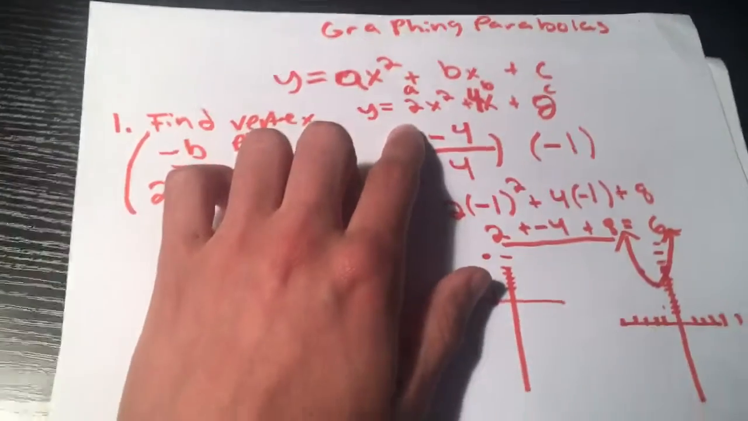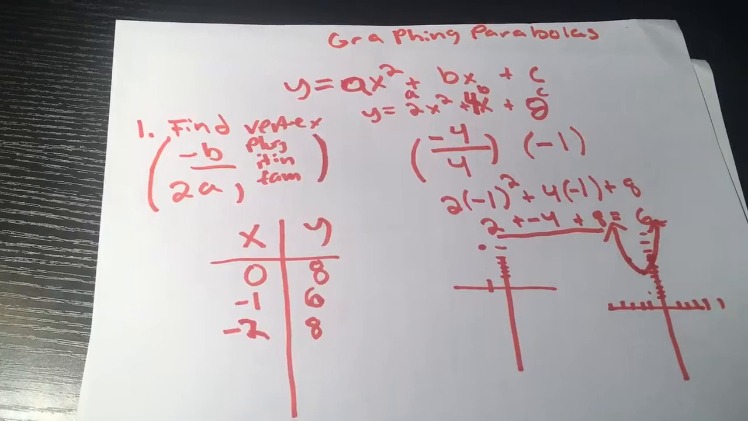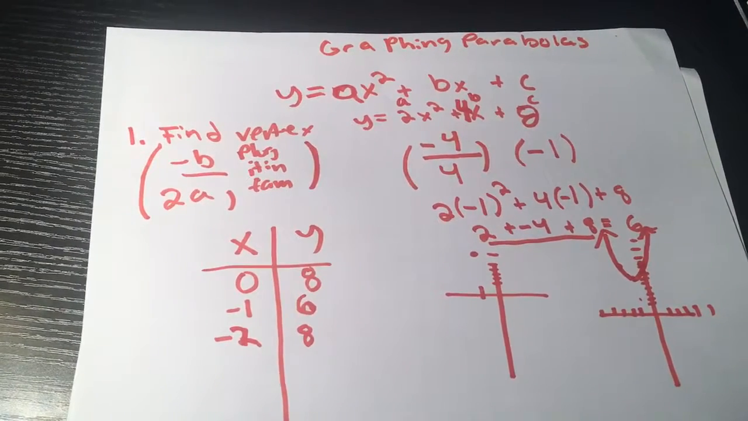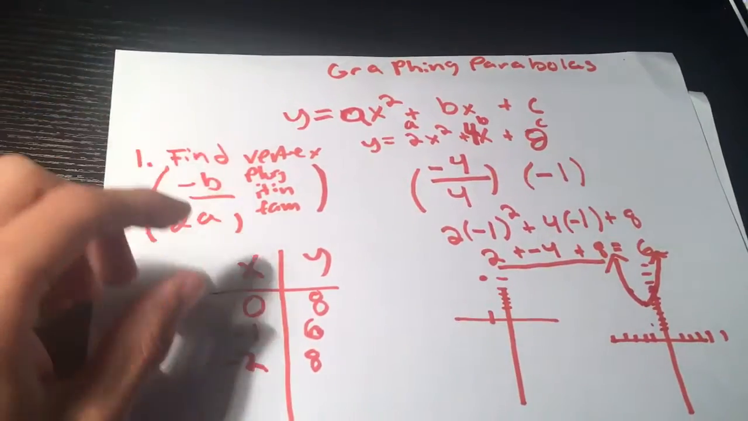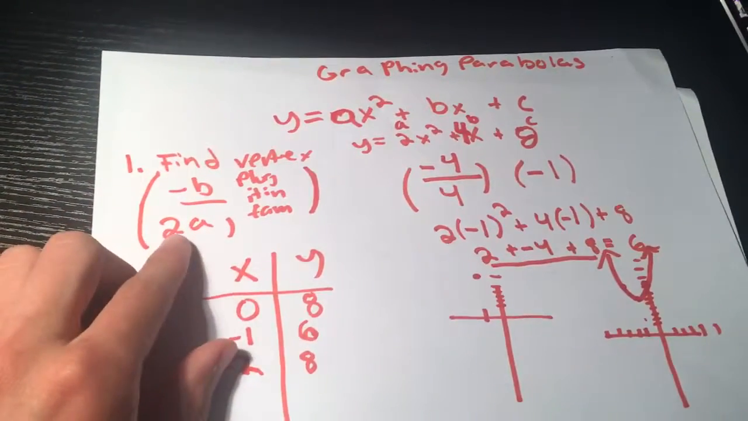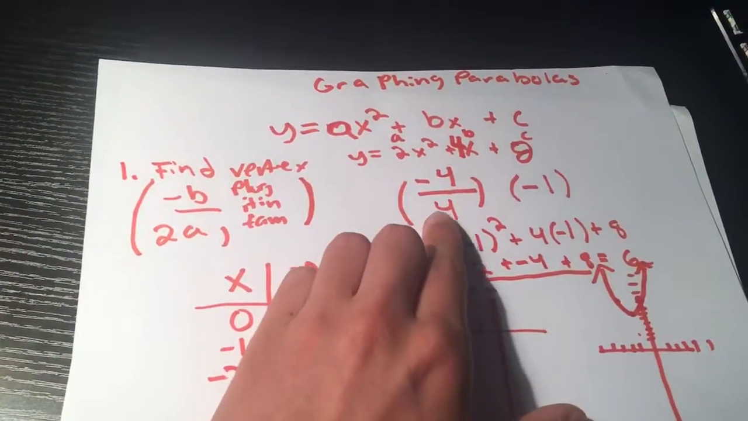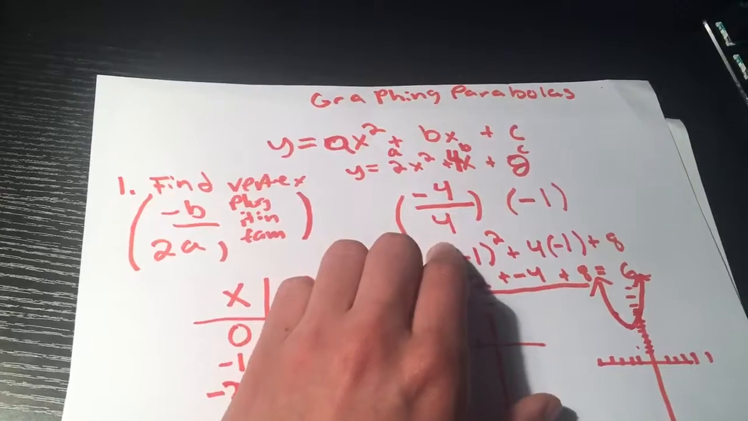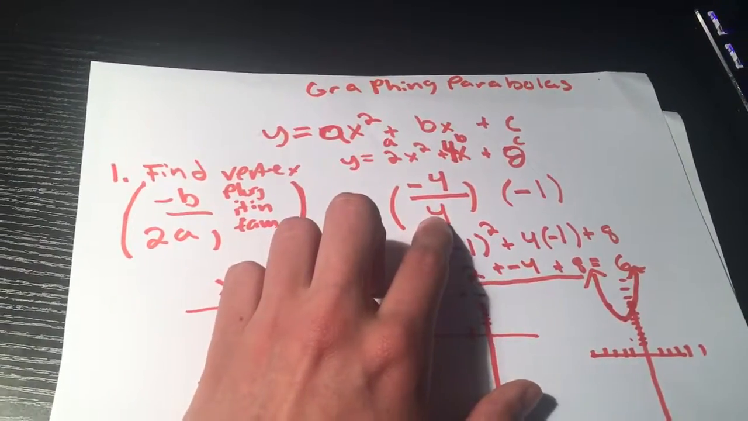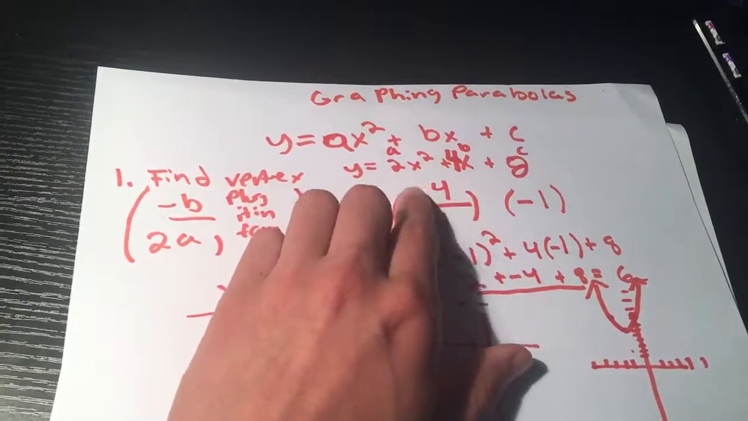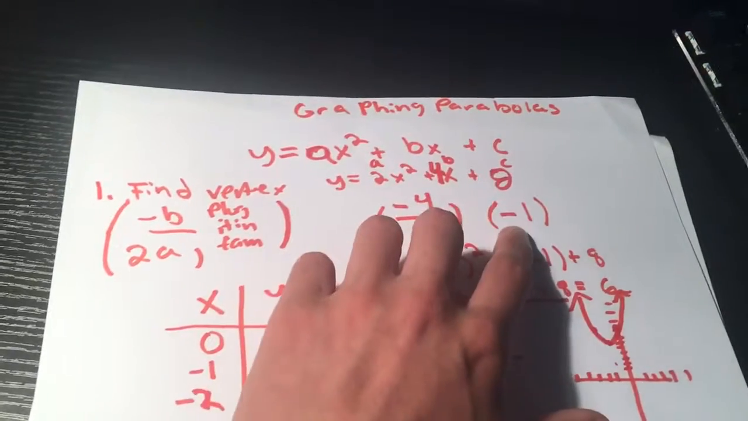So a would be 2 in this, b would be 4, and c would be 8. The first step is to find the vertex. You basically do this right here. So I multiplied 2 by 2, which got me 4. And then I used -4 because it's negative b, and it came out to be -1.